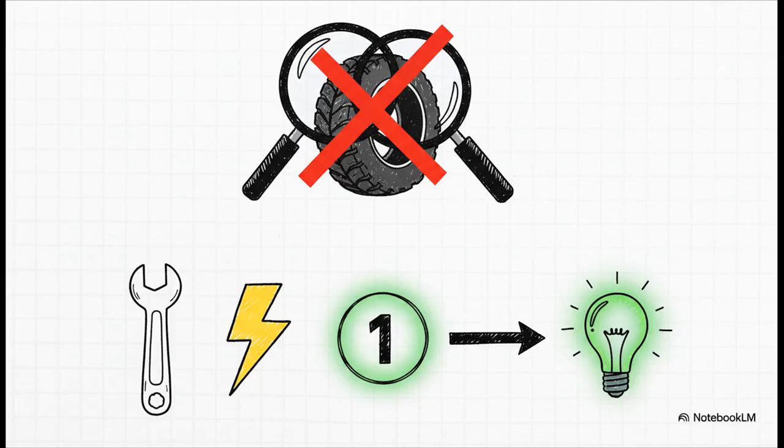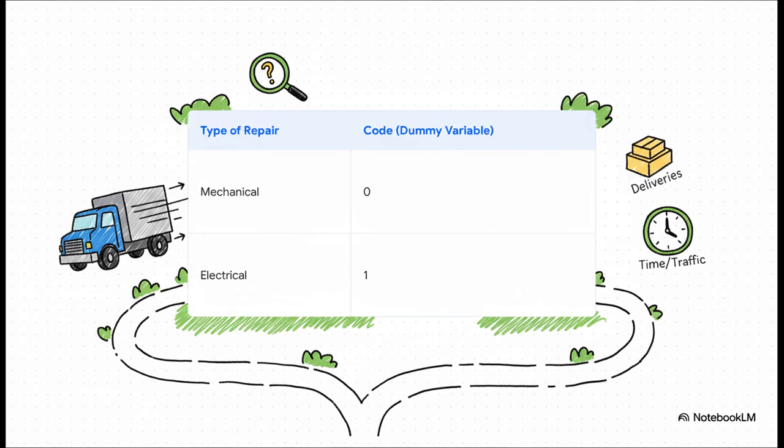And second, what do you do if your data isn't even a number? What if it's a category, like say, type of repair? Well, it turns out there's a really slick way to handle that too. We do it using something called a dummy variable. All we do is turn the categories into numbers. So for example, in this other data set about repair times, we can just code all mechanical repairs as a 0 and all electrical repairs as a 1. Now the model can actually understand and use this information.